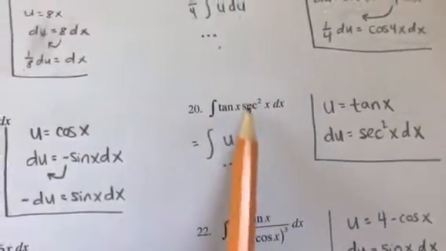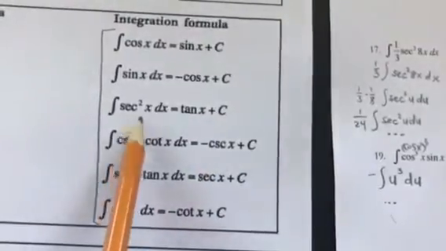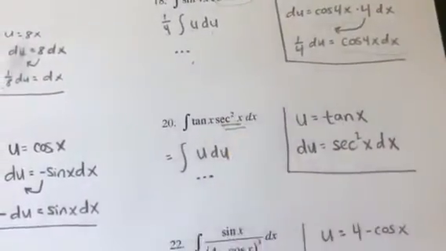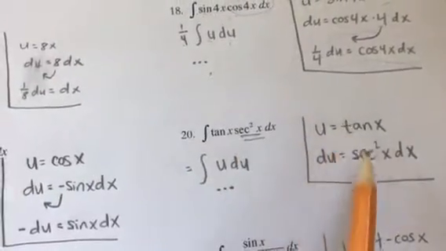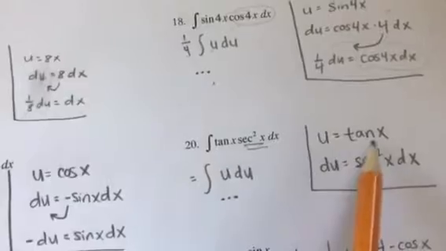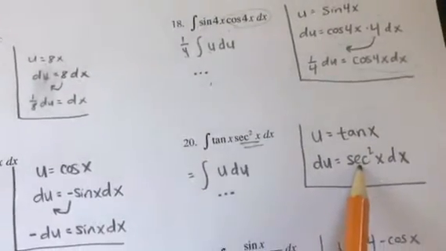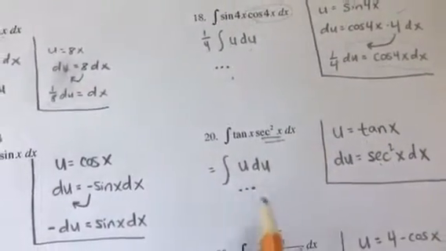On this one, again, I'm looking for something that is one of our basic integral rules, and notice that we have here secant squared, and that matches this secant squared. So I'm going to try to get that to be my derivative, and the derivative of tangent is secant squared. So I made my u equal to tangent. The derivative of that is secant squared. Everything got substituted nice and neatly, so my integral is just u.